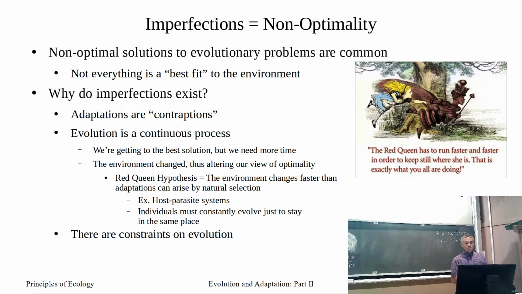So the implication of this Red Queen hypothesis is that individuals have to constantly evolve just to, in theory, stay in the same place of fitness, just to survive. All right, so just remember, evolution's a constant process. Maybe we're not there yet, or maybe the environment changed, and now evolution's taking us down a slightly different path. Questions on the Red Queen hypothesis?